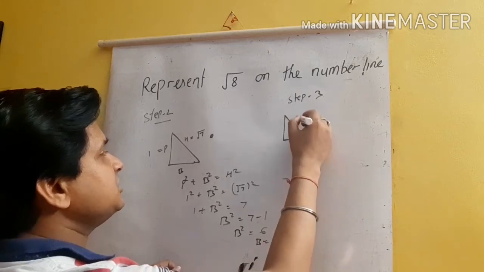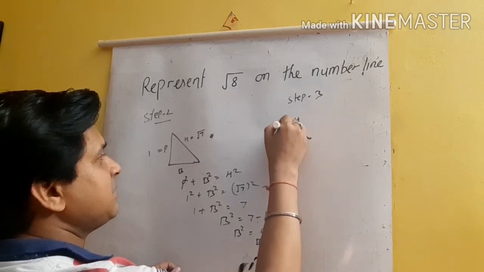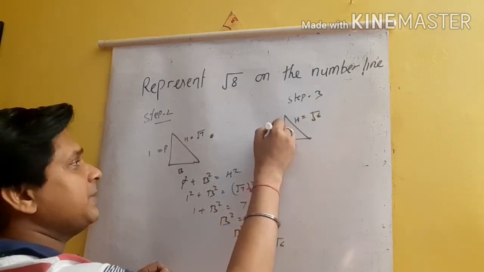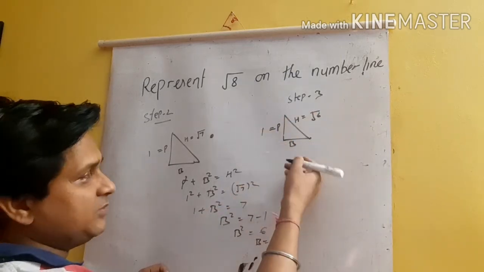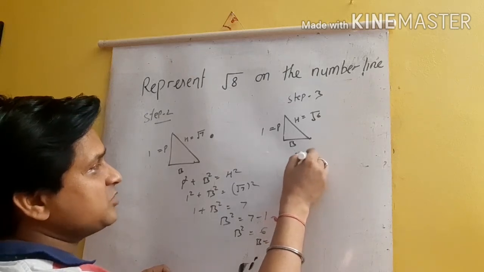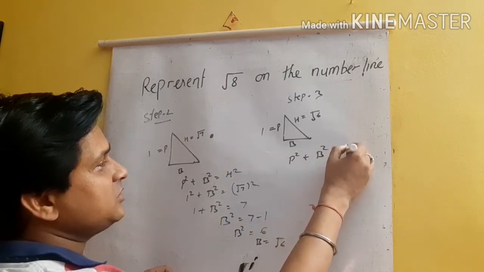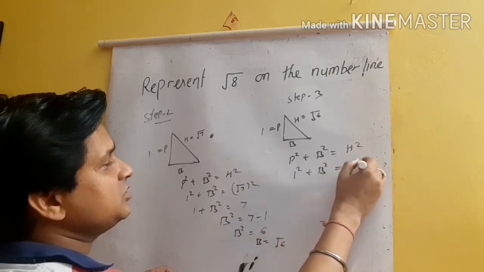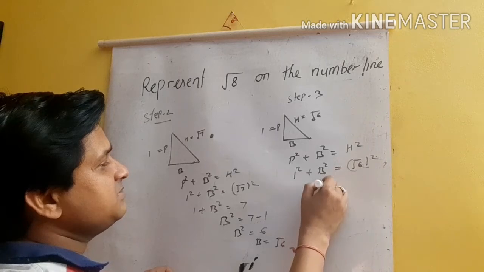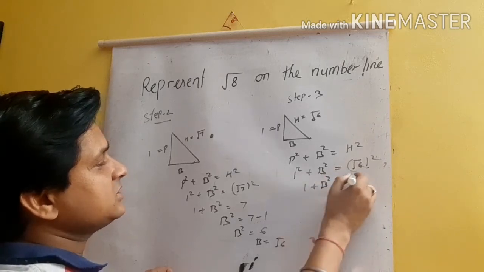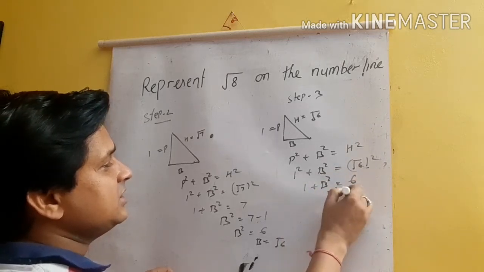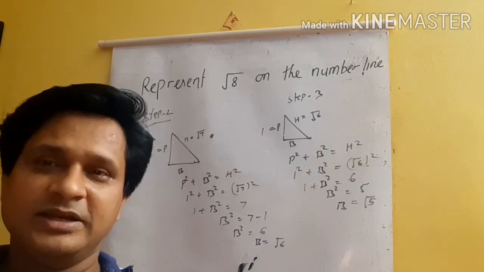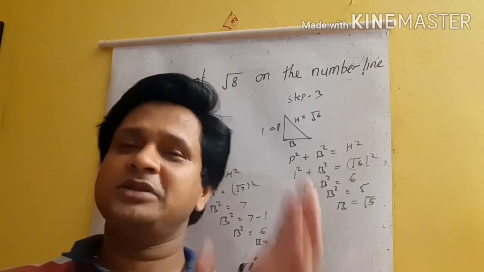To represent root 6, this is hypotenuse. Suppose this is perpendicular, this is base. Hypotenuse will be root 6. Perpendicular is always 1 and base is, we have to find the base. So p square plus b square is equal to h square. P 1 square, b square is equal to root 6 square. So 1 plus b square is equal to 6, b square is equal to 5. So b is equal to root 5. So we have already represented root 5. So first I will represent root 5.